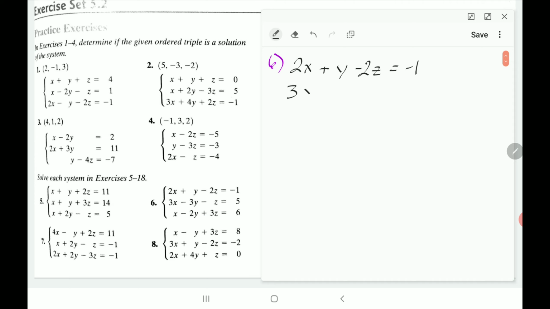3x minus 3y minus z is equal to 5. And then we have x minus 2y. It's a y, and it's going to bother me. So minus 2y plus 3z is equal to 6. So make sure you got everything right, because you don't want to get it wrong just because you wrote something down wrong. So I think we're good.